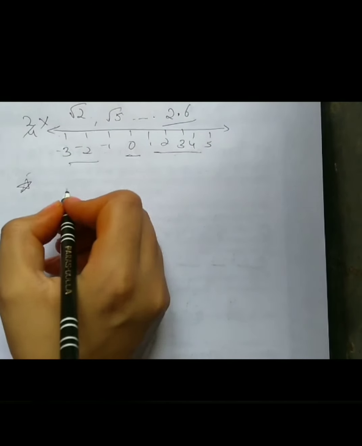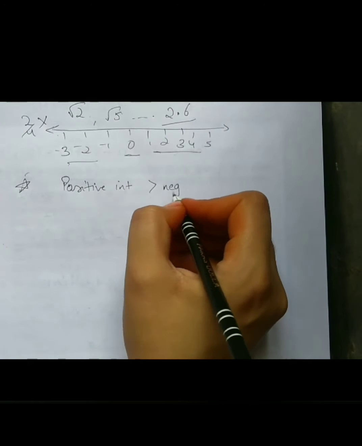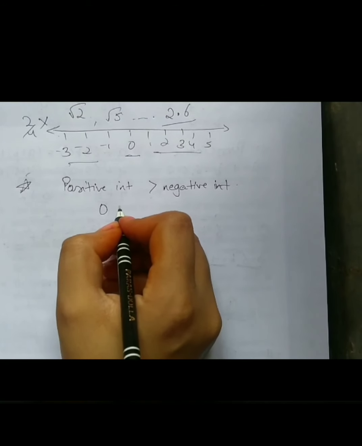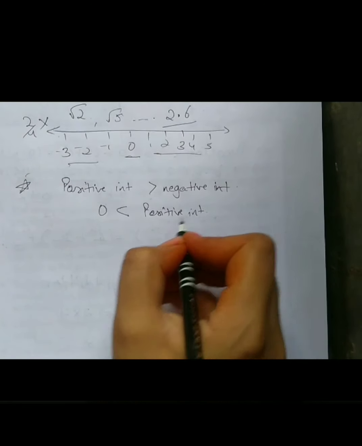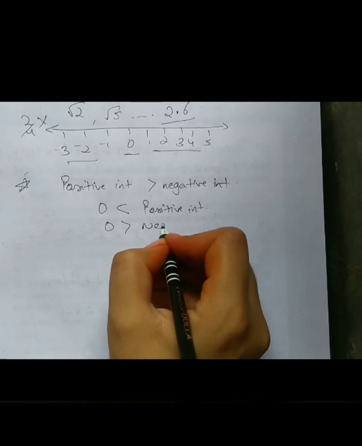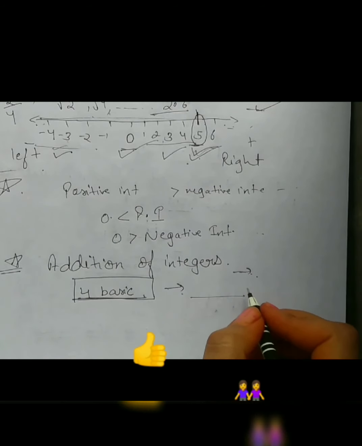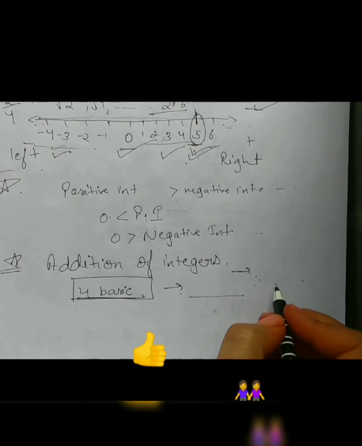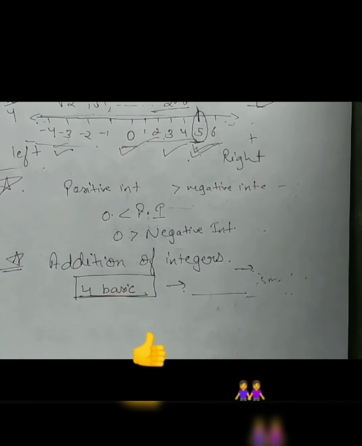Before getting into integers, you need to know that positive integers are greater than negative integers. 0 is less than positive integers and 0 is greater than negative integers, which you have to remember whenever you are going to solve questions. These will help you in solving small questions, bigger questions, every question. So let's start this rule.